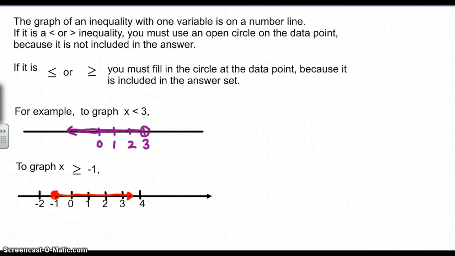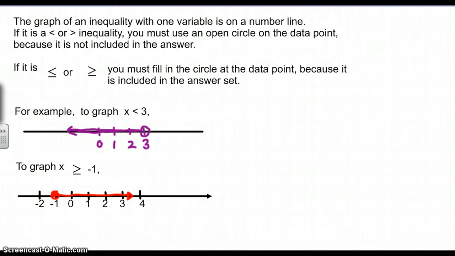We would circle it because it's a less than sign. It's not included in the data set. And we would draw our arrow going to the left. Remember, on a number line, left is always less than, and right is always greater than.